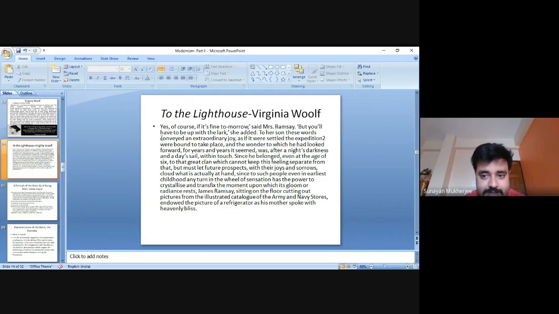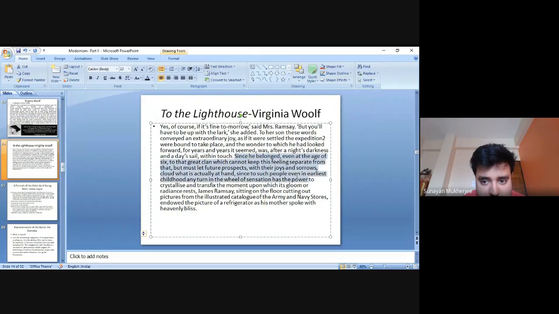To her son. These words conveyed an extraordinary joy. As if it were settled, the expedition was bound to take place. And the wonder to which he had looked forward for years and years, it seemed, was after a night's darkness and a day's sail within touch. So the son of Mrs. Ramsay had imagined this expedition. Now, what is important is this line. See how she had written this line.